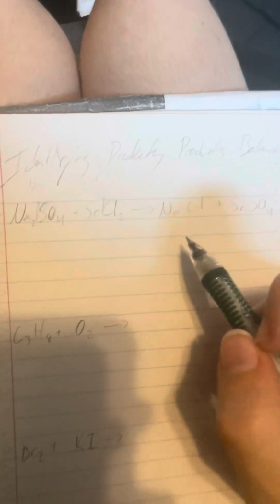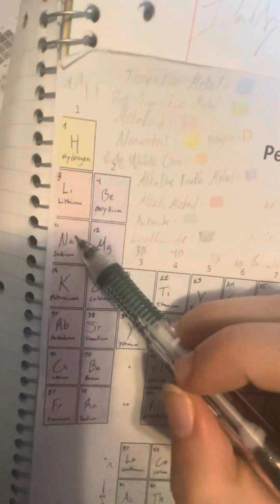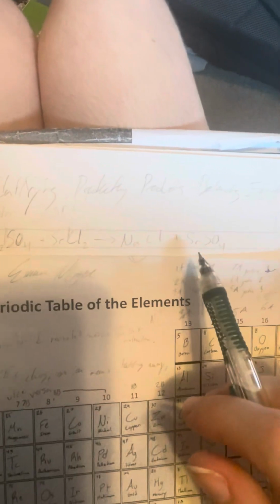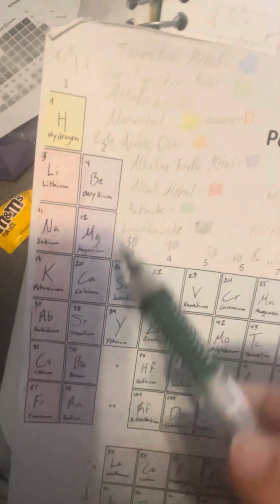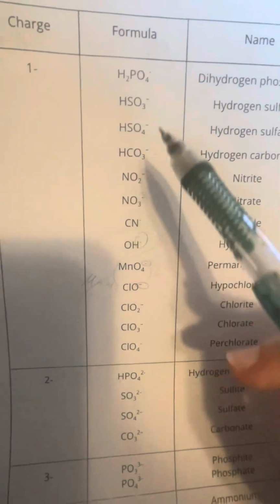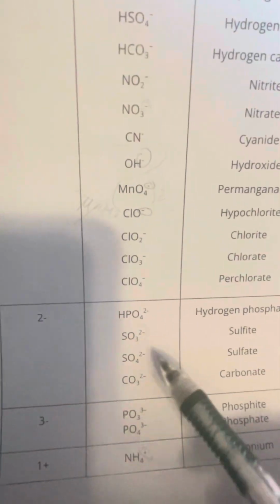Now you have to check that the charges match up. Like earlier, when you were given the name and you had to make the formula, you have to balance the charges. It might be balanced already, or you might have to balance it yourself. Na is 1A, it's positive 1. Cl, 7A, it's negative 1. So that one's good. Sr is strontium, 2A, positive 2. SO4 is a polyatomic ion, 2 minus. So positive 2 and negative 2.